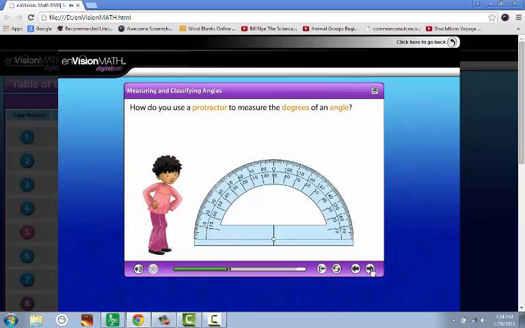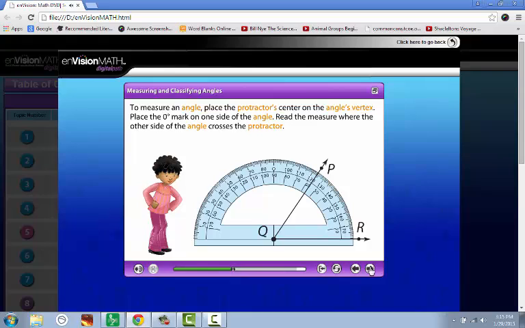How do you use a protractor to measure the degrees of an angle? Notice how we put the angle in here, and we've got the vertex right here in the middle, and then our flat ray going out across the line at the bottom. And notice that there is a number up top and a number at the bottom. We're going to explain why there are two different numbers in a moment.